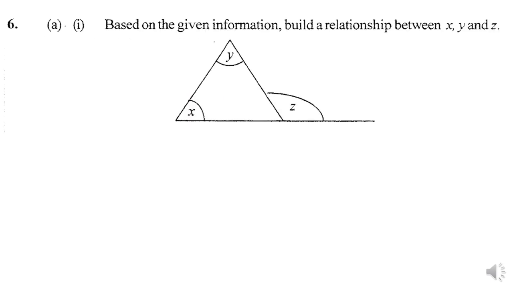In question 6, based on the given information, build a relationship between x, y and z. In this one, x plus y is equal to z, and you have the theorem that says the exterior angle of a triangle is equal to the sum of the two opposite interior angles, right? So that is the theorem, and now you have built up this relationship, and that is enough.